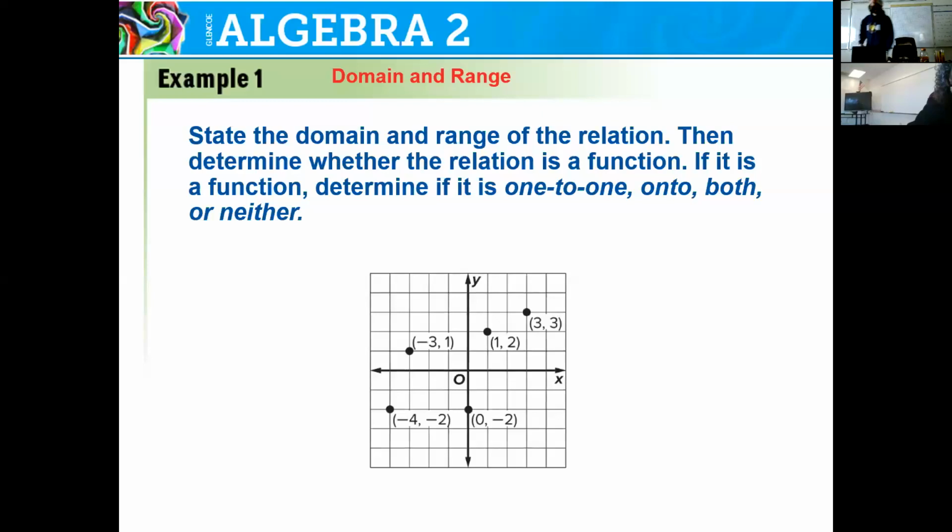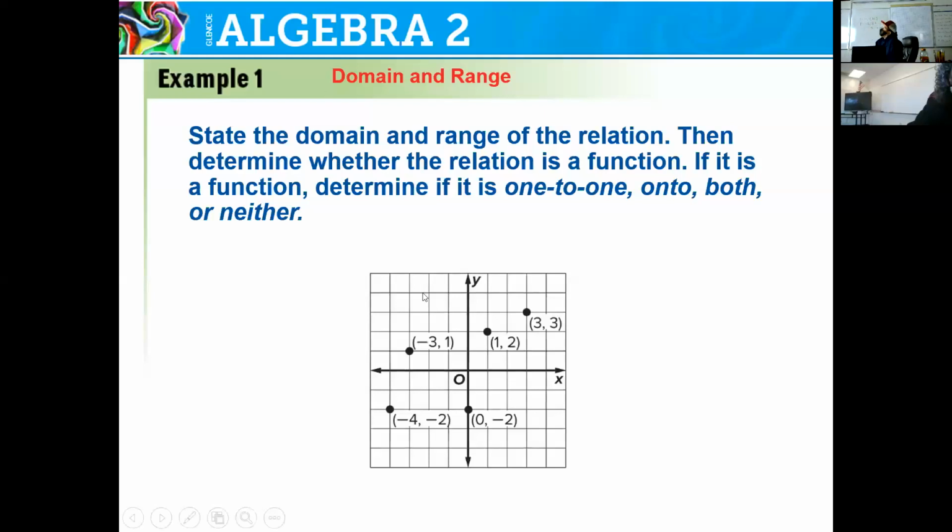But now, since we stated it is a function, we have to know if this is a one-to-one function, an onto function, both, or neither. So to determine if it's one-to-one, we want to use the horizontal line test. Okay? So if we look here, we have the point -4, -2, and then we have a point 0, -2. They lie on the same horizontal line. So this is not a one-to-one function. Okay, it failed the horizontal line test. It's not one-to-one.